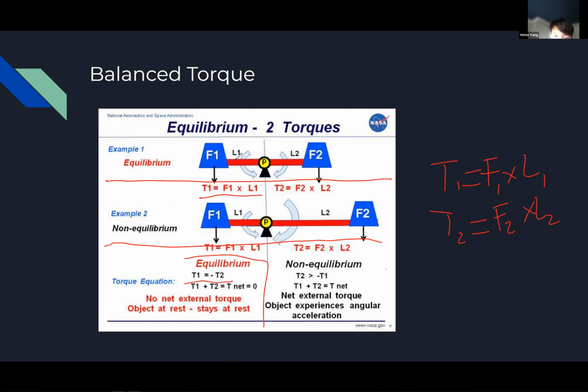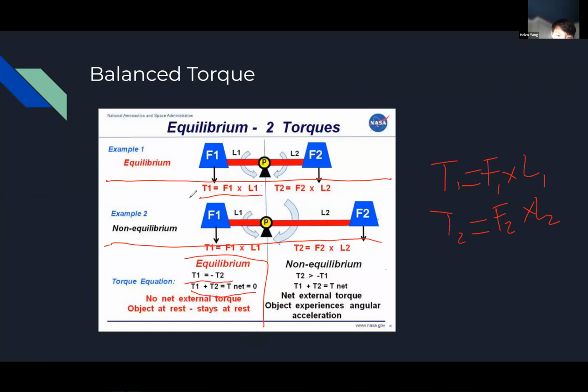So torque 1 is equal to negative torque 2. So the net torque would be equal to 0. Since the net torque is equal to 0, there's no net external torque, so the object at rest stays at rest.